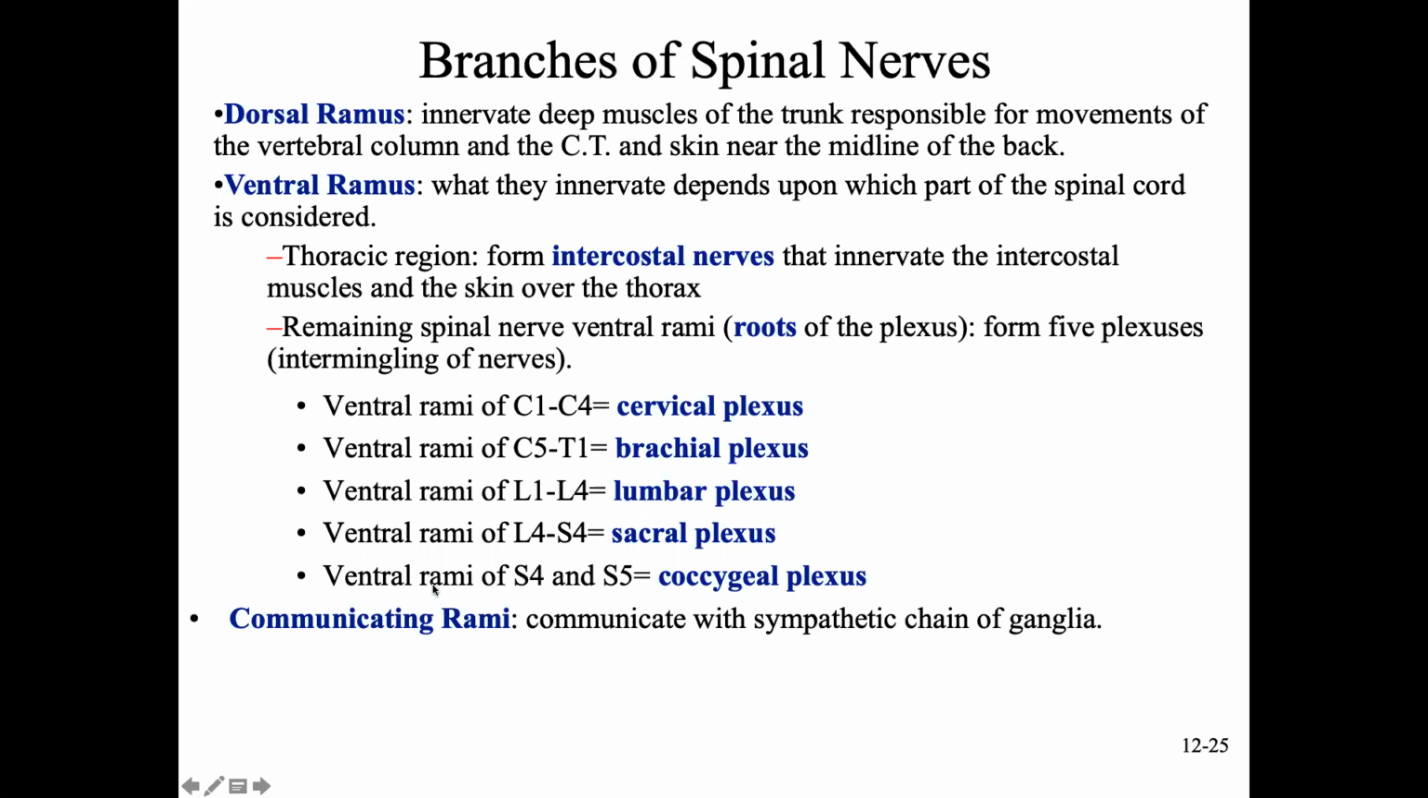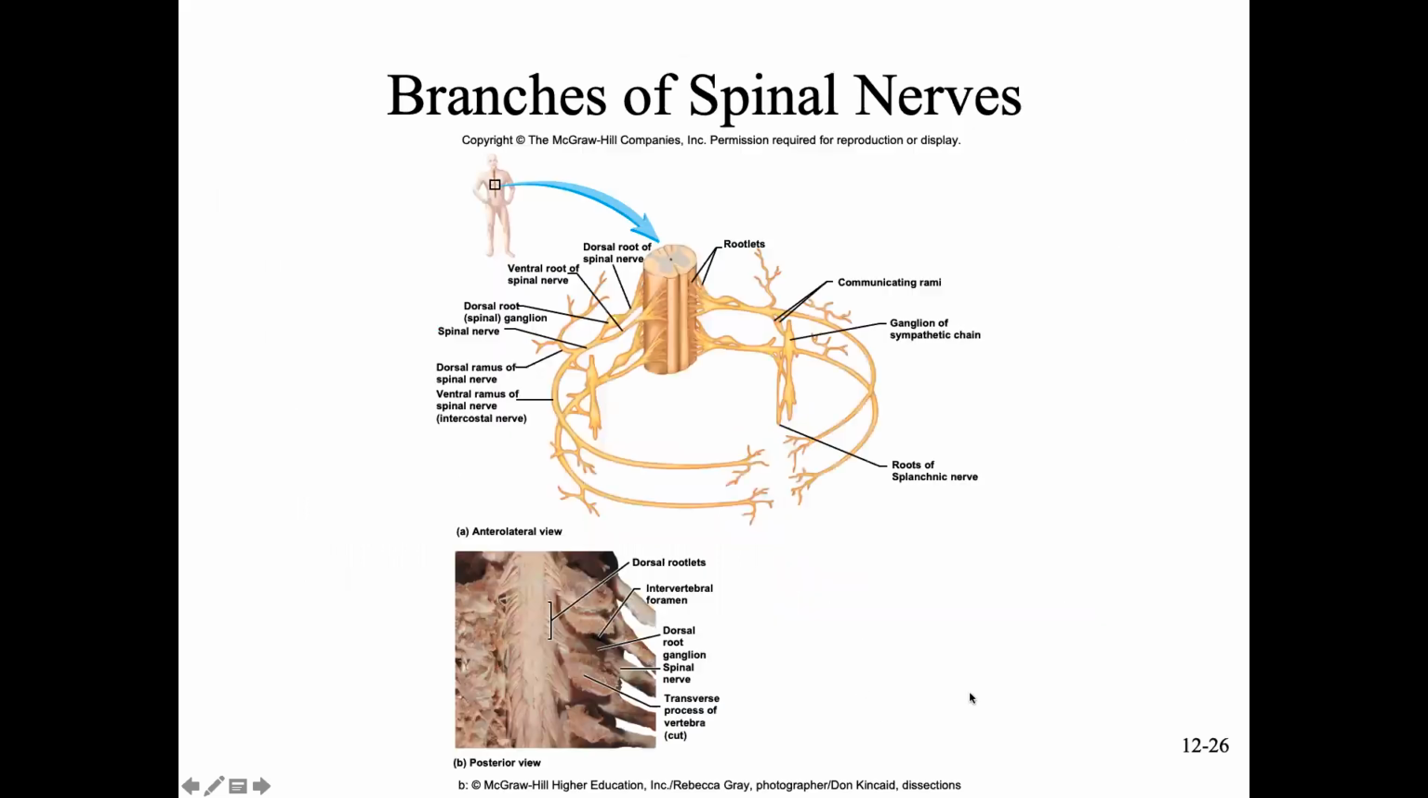Now, the communicating rami is part of our sympathetic chain of ganglia. What in the world does that mean? So let's take a look right here, right? We had mentioned on Monday that you had lateral horn cells. Lateral horn cells contains cell bodies of our autonomic motor neuron. So autonomic is the automatic, fight or flight, right?